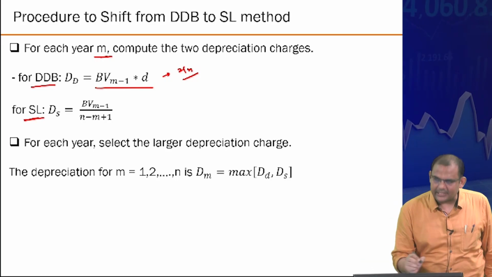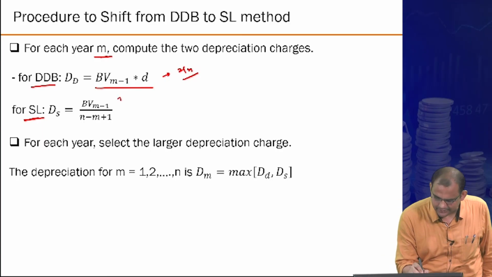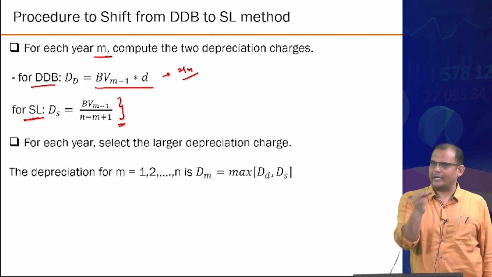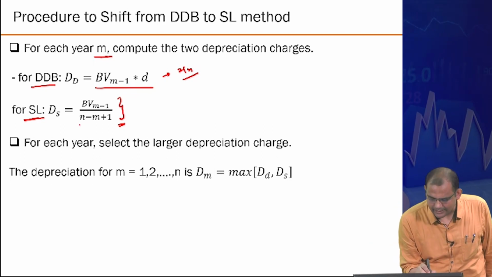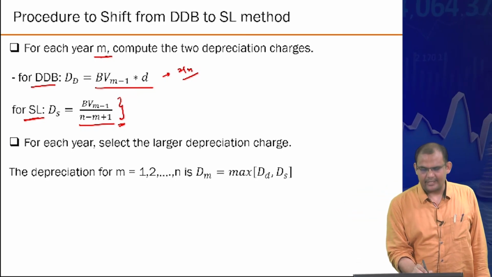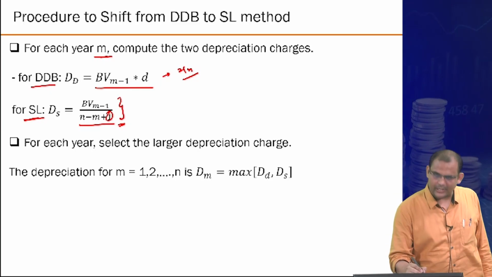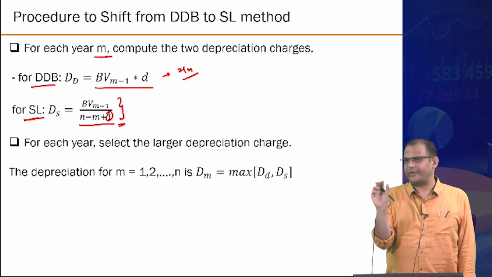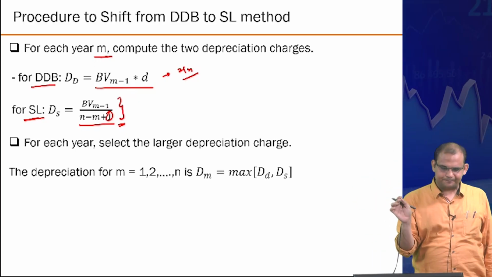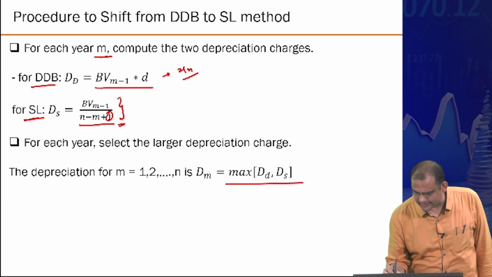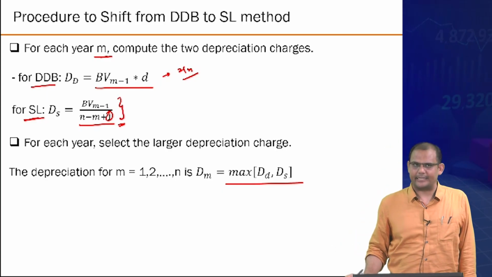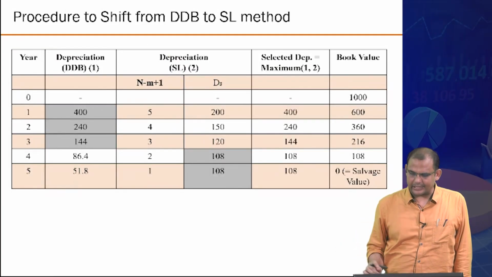The straight line method depreciation is calculated using this formula: BV M minus 1, which is the book value at the previous year, divided by the number of periods remaining for it to be depreciated, which comes out to be N minus M plus 1, because you are shifting from the time convention a little bit, right? And then you select the method which has the maximum of these two terms. That's the depreciation formula you will be selecting. Let me first show you an example, then I'll take the questions.